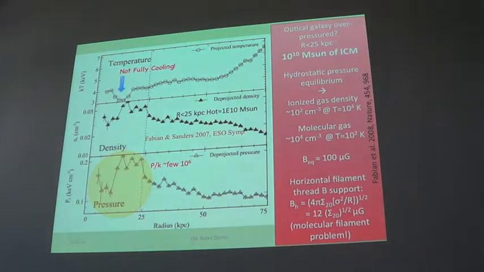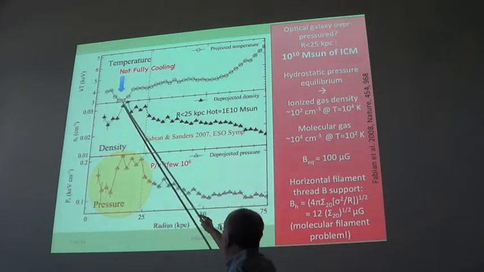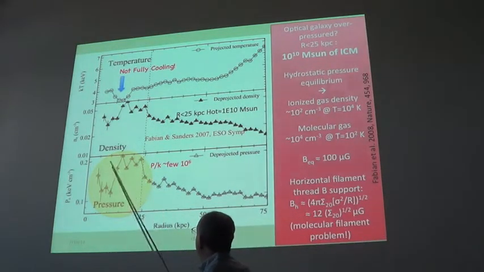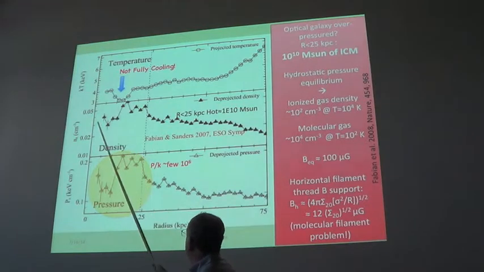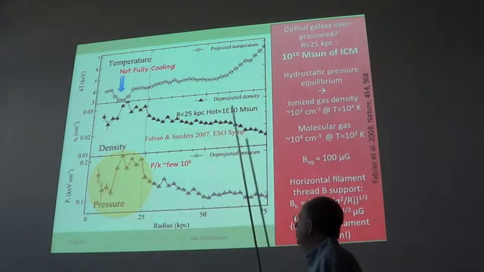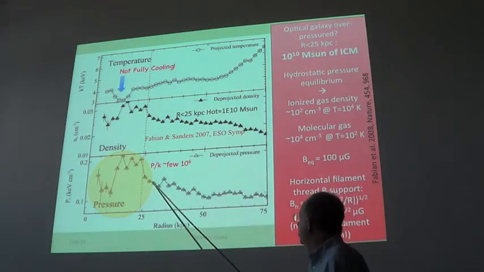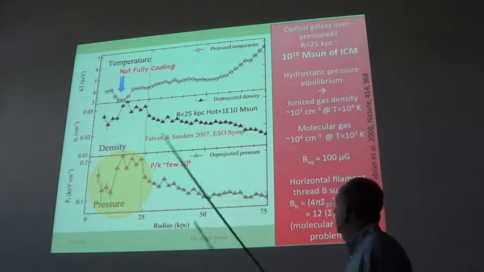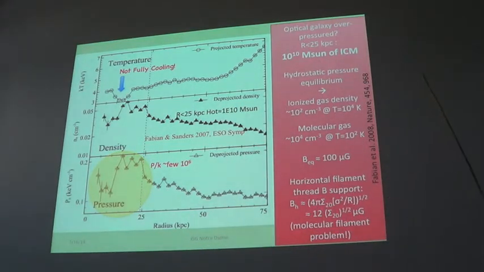So a little bit of physical background. The temperature drops a little bit in the center to about 3 keV. The density stays relatively flat. The pressure remains a few times 10 to the 6th and drops rapidly near the outer part of the galaxy. So you can work out a few things about the situation, assuming equilibrium. First of all, I'll come back to that.